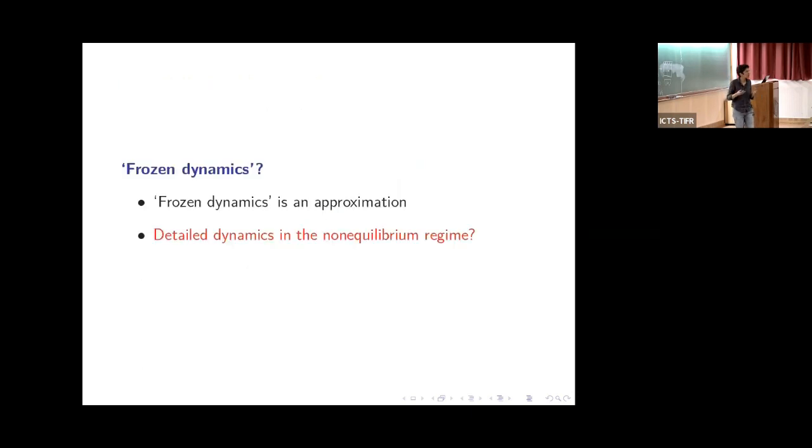Okay, but of course, nobody will agree that dynamics are frozen. Of course, spins are flipping. Of course, something is happening, but it's a good approximation. So therefore, one would like to know what are the dynamics in this non-equilibrium regime? So that's a central question.